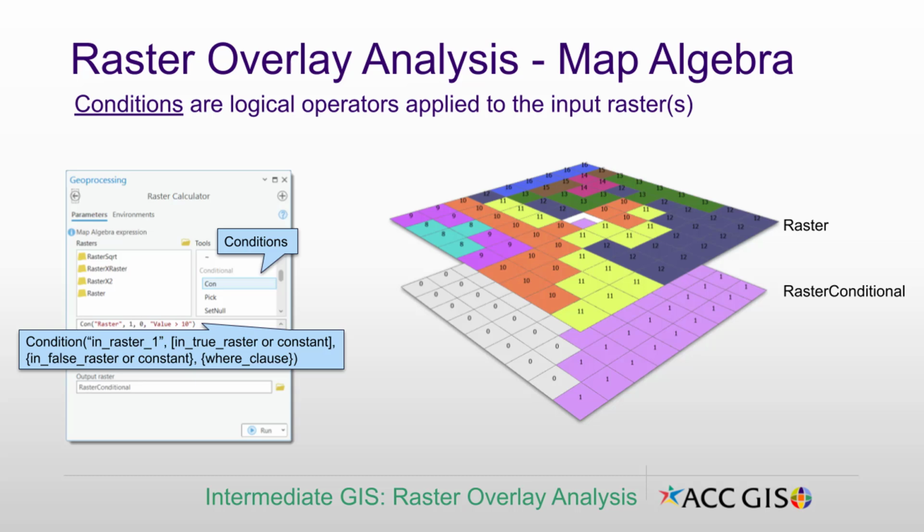And so if you look at the image on the right, you can see I've got my input raster and then my output raster conditional. And every cell where the value is greater than 10 is assigned a 1, and every value where it is not greater than 10 is assigned a 0 in the output raster conditional. Conditionals can be thought of as very simple if, then, else statements. If this, then this, else this.